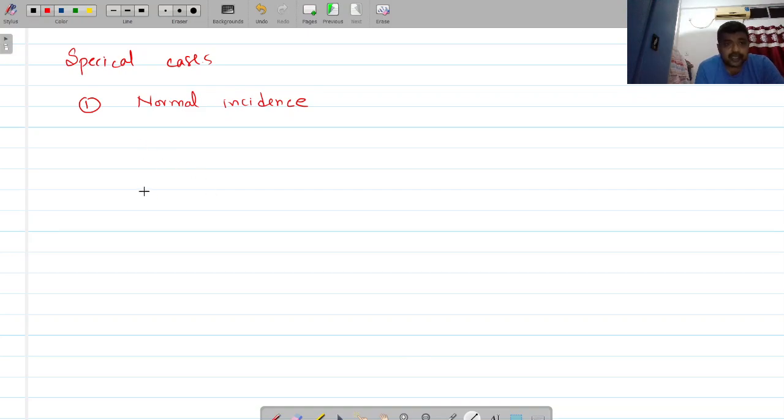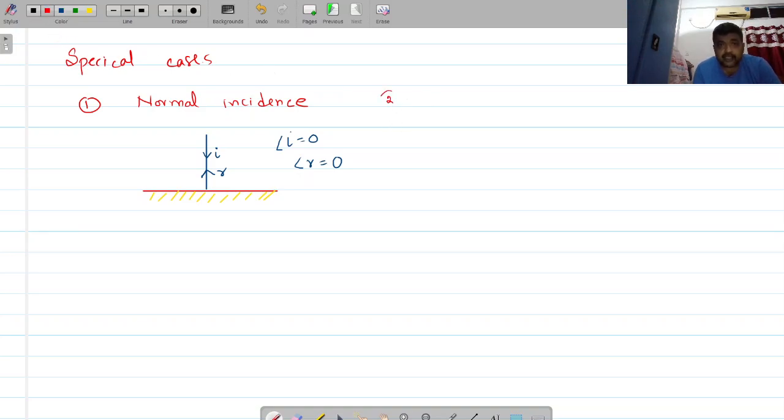if this is the mirror, and suppose this mirror is polished, so this is the polished surface, and the rays are incident in the normal direction. So obviously in this case, the angle of incidence will be equal to 0. So the reflected ray will retrace the path. This is I, this is R. The reflected ray will go along the same path. So here, the angle of reflection will also be equal to 0.